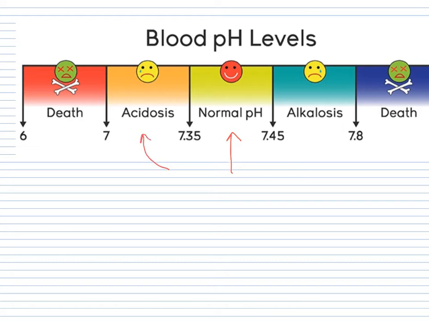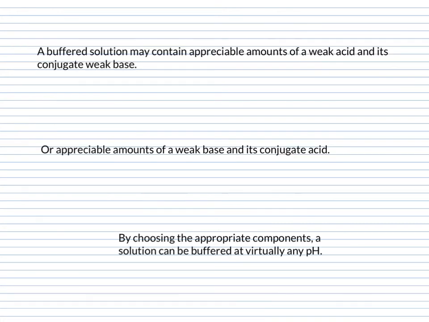If it gets too low, you have something called acidosis, and if it gets low enough, you die. If it gets a little high, it's called alkalosis, which can make you very sick. And then again, if it gets too high, you can die. So buffered solutions are used in medicine a lot because when you take medicines, you want to make sure that the medicine is not changing your pH drastically.